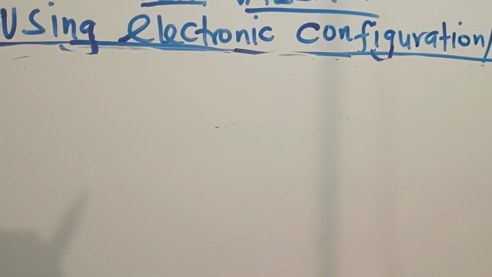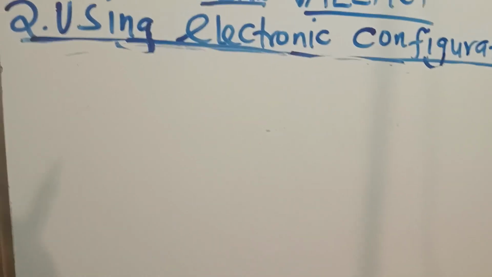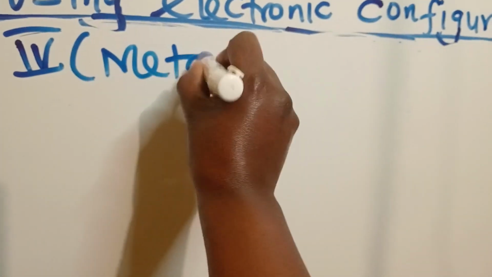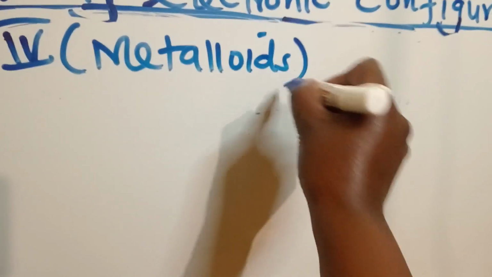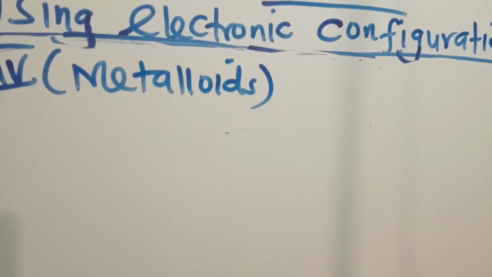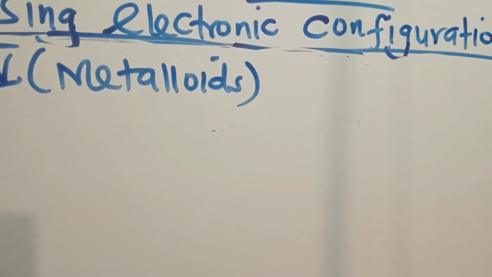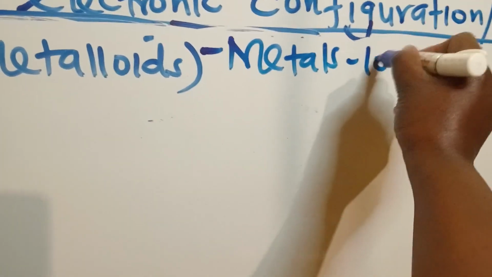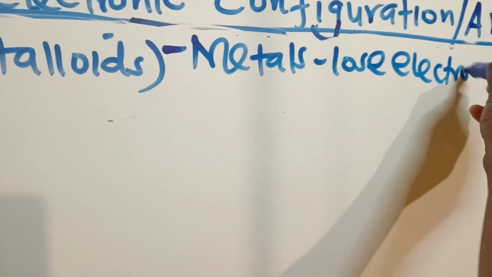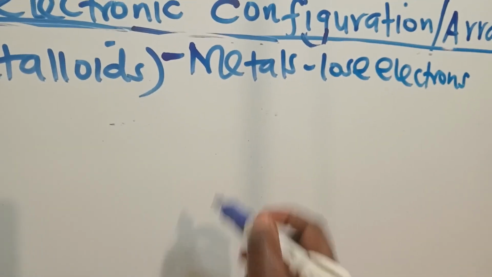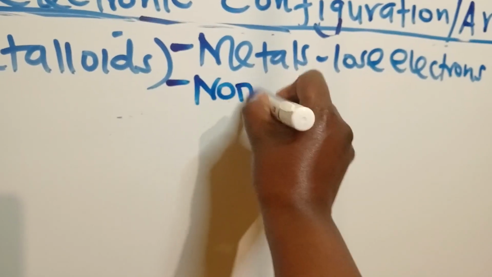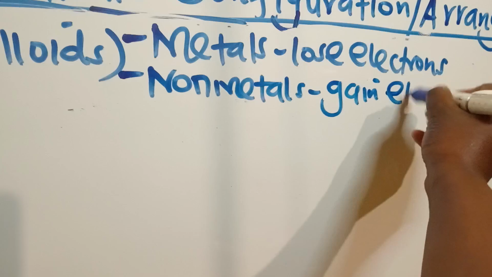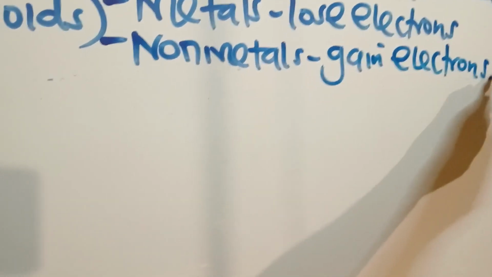Welcome back as we move on with group 4 elements, which are known as metalloids. They are known as metalloids as they can gain like nonmetals and they can lose like metals. So as metals, they tend to lose electrons from their outermost energy level, and whenever they behave like nonmetals, they tend to gain electrons into their outermost energy levels.